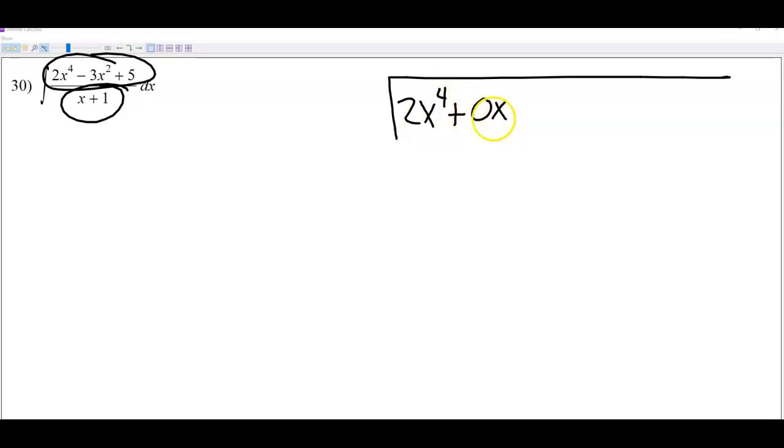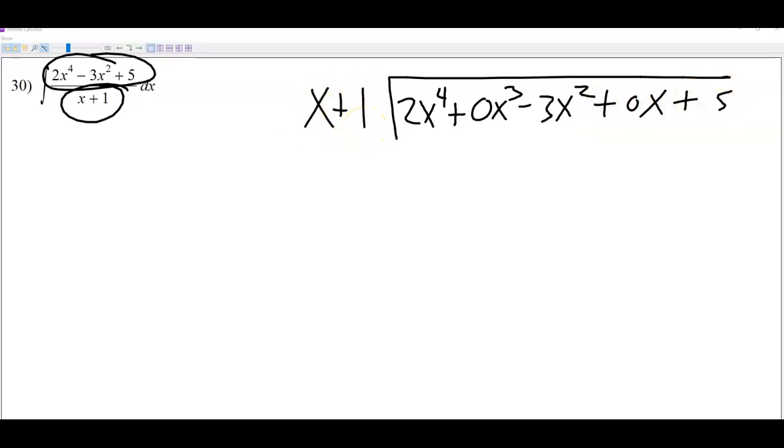So I'm going to put a 0x cubed in there. We do that so that all the like terms line up while we are in the middle of the process. I'm also missing an x term, so I'll put a 0x there, and then finally a plus 5. And then the x plus 1 goes on the outside.